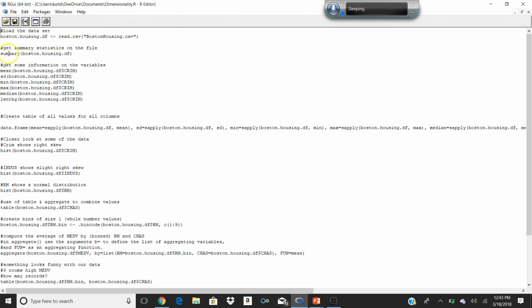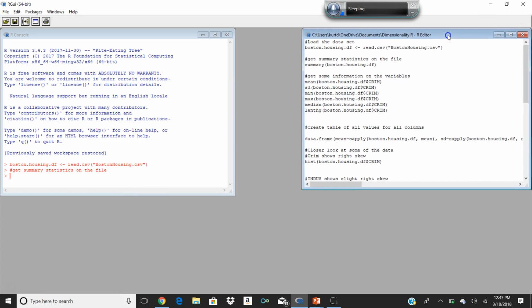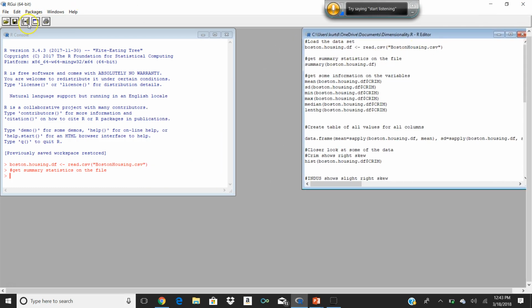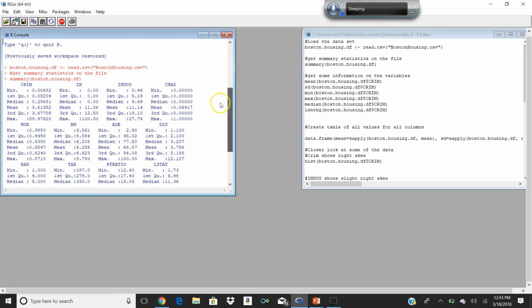The next step is to run the summary command. I'm going to put my cursor next to the comment and run it. I'll reduce this so we can see what's going on. The command gives summary statistics for all the fields in the file, starting with crime rate, zone, industrial land, proximity to the river. It gave me the minimum value, and the first quartile, which means 75% of the points are above it and 25% are below.